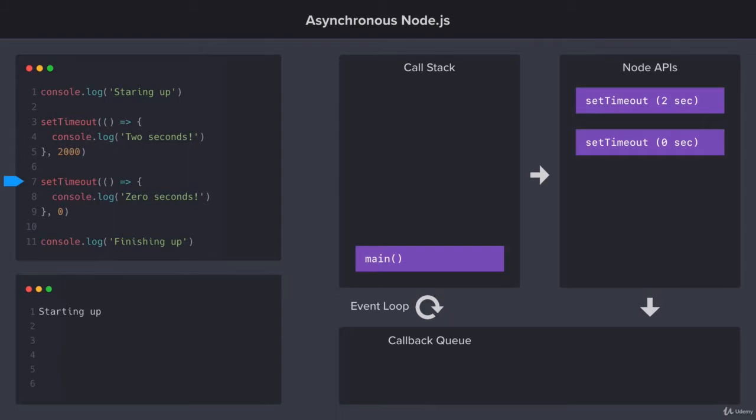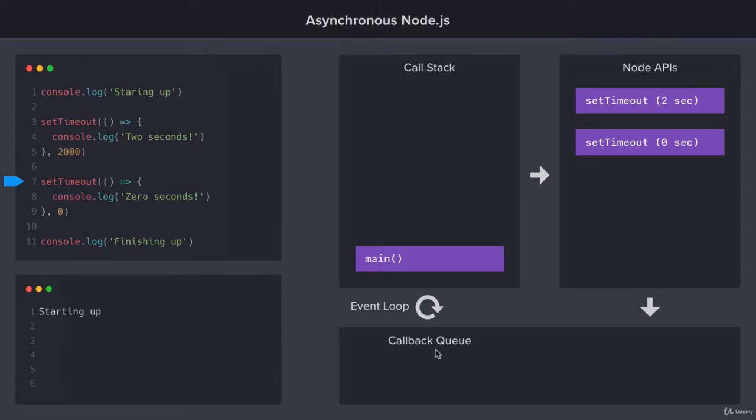Now, where do we go from here? Well, these 0 seconds are up. So this callback needs to get executed. Now, how exactly does that happen? Well, this is where the callback queue and the event loop down below come into play. The job of the callback queue is simple.